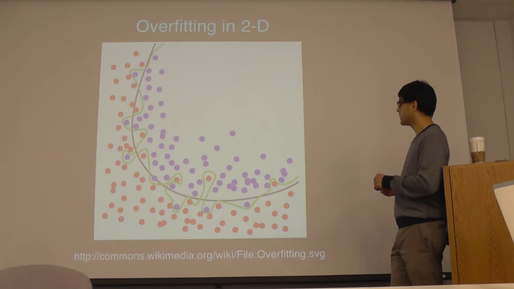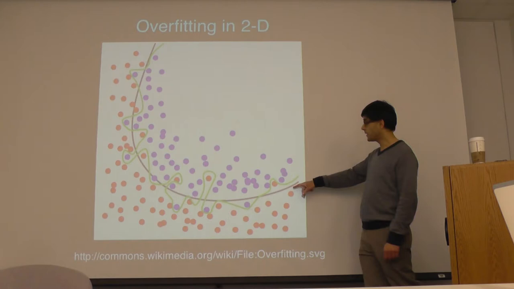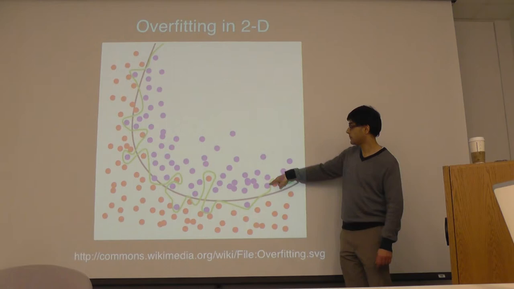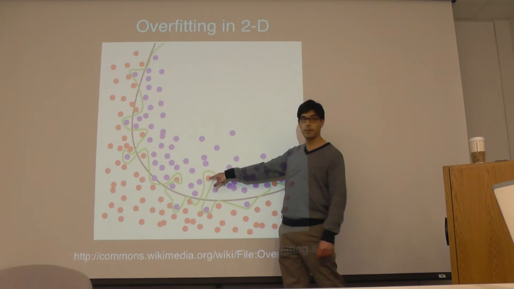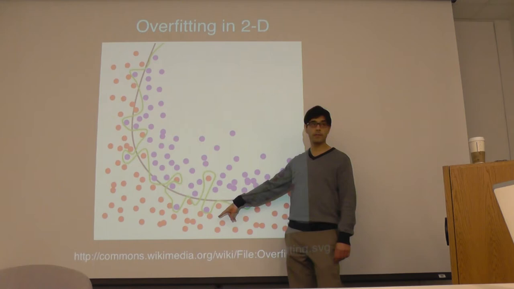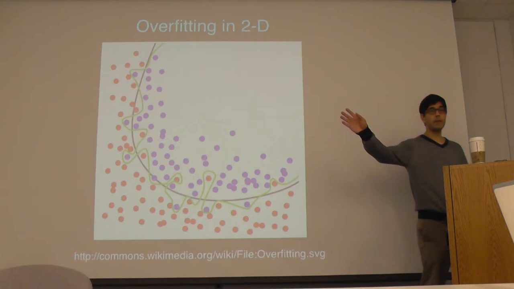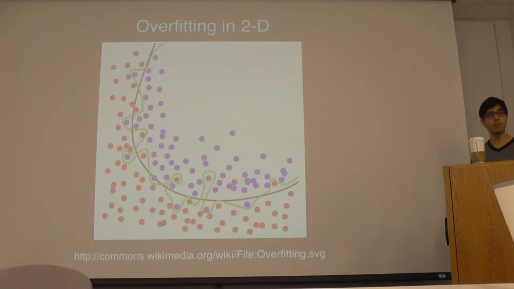Okay. But what about the green line here? The green line doesn't get anything wrong. The green line gets this guy right because it has a little kink in it, and it has a little loop around this one. It has a little detour around this one. Every single red point is on the red side of the boundary, and every single blue point is on the blue side of the boundary. So it's perfect. It's the best possible divider of the blue and the red points, right?